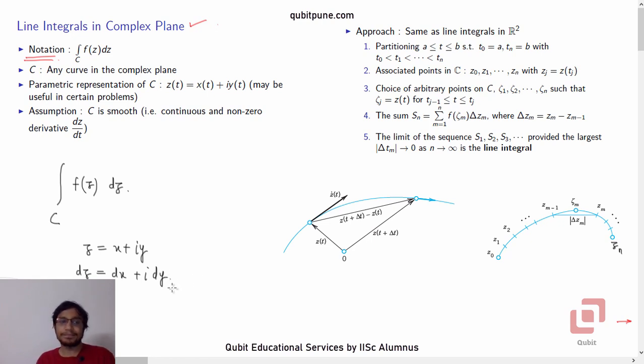This particular differential is inspired from the chain rule of partial differentiation, or in general the chain rule. Now the curve C can either be represented by an equation in z, or it can also be represented parametrically, meaning both x and y can be expressed as functions of some other parameter, which is usually a real parameter t.